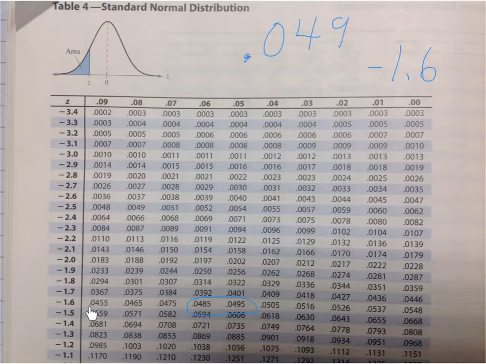That comes from this row here, negative 1.6, and then it looks like it's between 5 and 6 there. And so halfway between those would be 5, 5. So I just pick this number and put a 5 on it, and that's the answer.